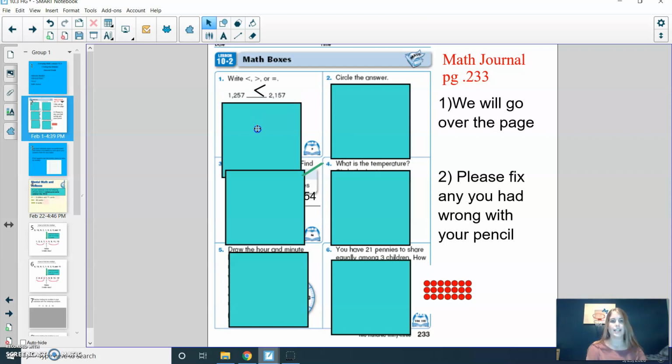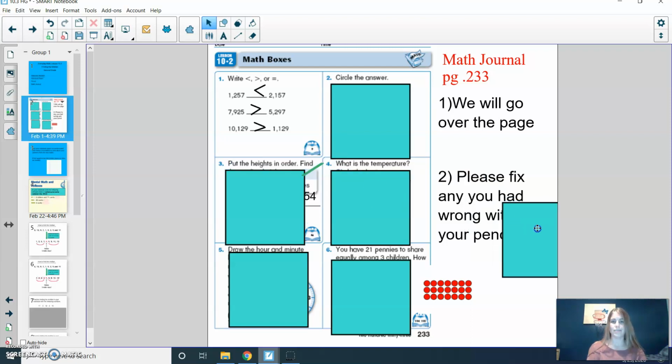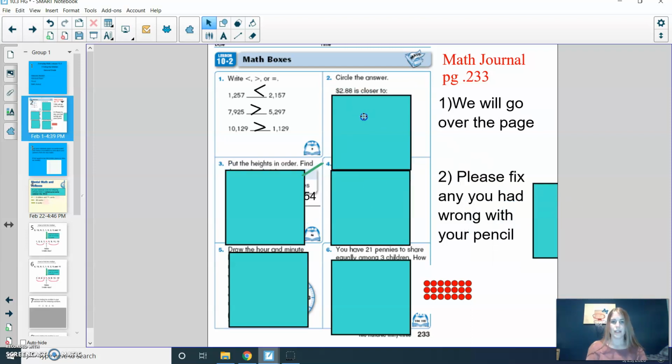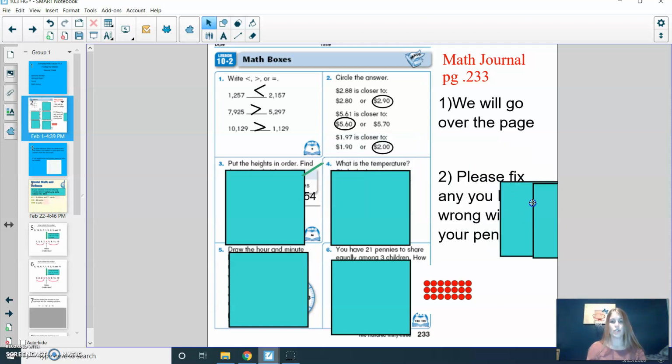1,257 is less than 2,157. 7,925 is greater than 5,297. 10,129 is greater than 1,129. $2.88 is closer to $2.90. $5.61 is closer to $5.60. $1.97 is closer to $2.